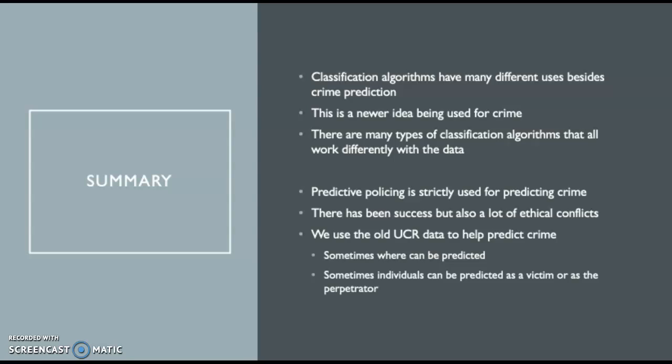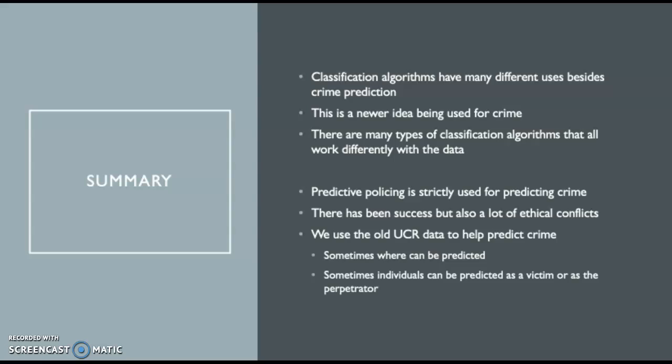So just to sum it up on both of these different types of data analytics, classification algorithms have many different uses just besides crime prediction. This is not a crime prediction algorithm. This is newer that's being used for crime from what I'm seeing online. There are many types of classification algorithms that work differently with the data. So different types of algorithms, and they all work differently. And then predictive policing is strictly used for predicting crime. There's also been success, but as we just talked about, there's a lot of concerns.